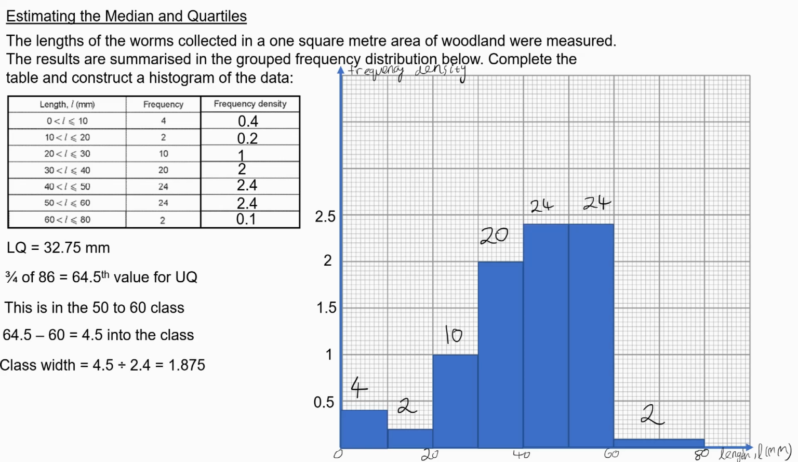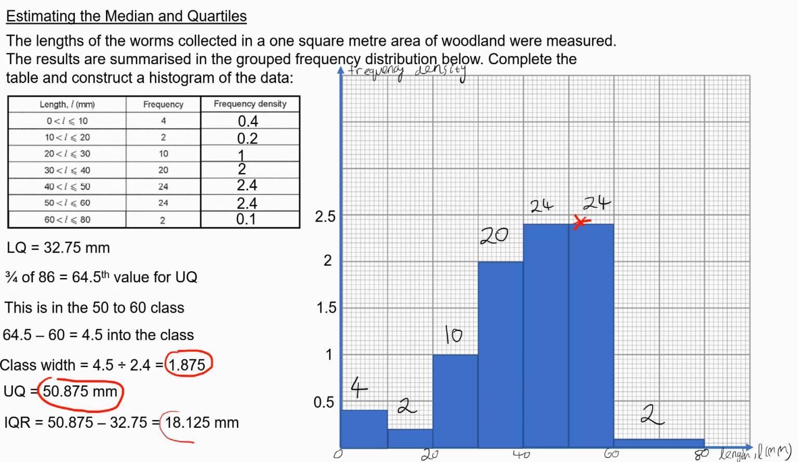To work out the class width, we need to do frequency divided by frequency density. So we can see that the frequency density here is 2.4. So we need to do 4.5 divided by 2.4, which is 1.875. So to work out the upper quartile, we need to do 50 plus 1.875, which is 50.875. The interquartile range is then the difference between the upper quartile and lower quartile, which is 18.125 millimeters.